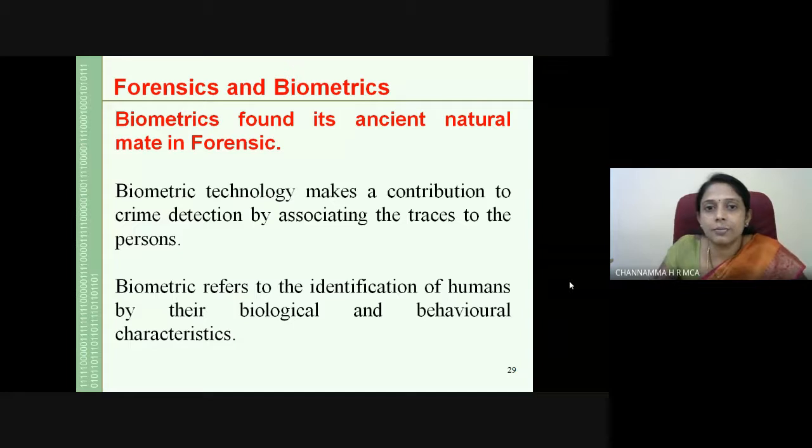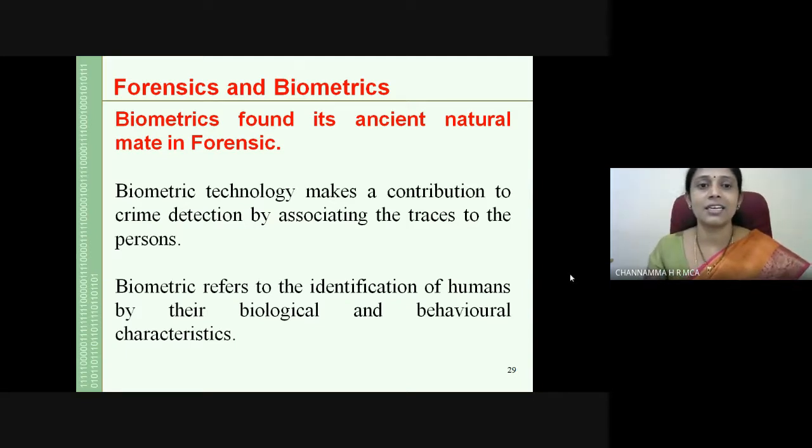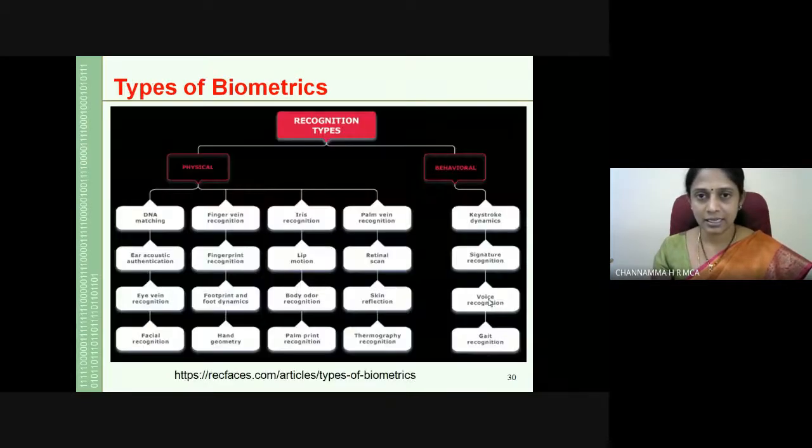So forensics and biometrics are, I mean, very old friends. They both always help to solve a crime together. I'll just skip this slide, and yes, there are many biometric traits available. Usually we use voice, signature, gait, palm print, iris, DNA, or face, like this.